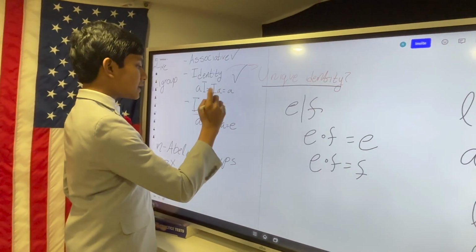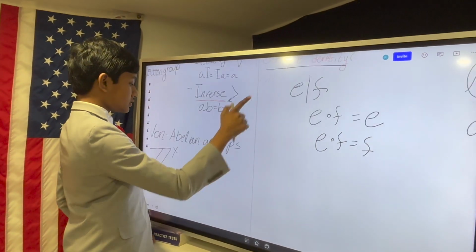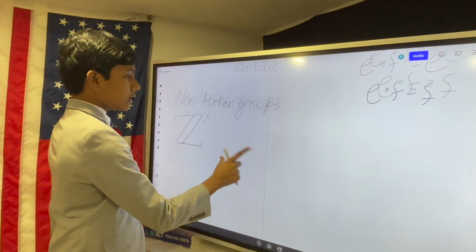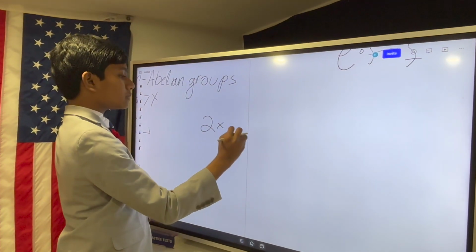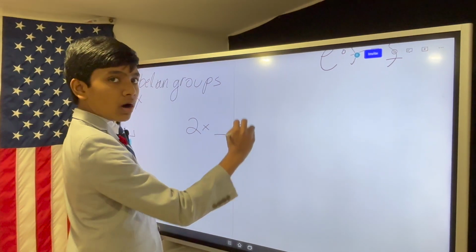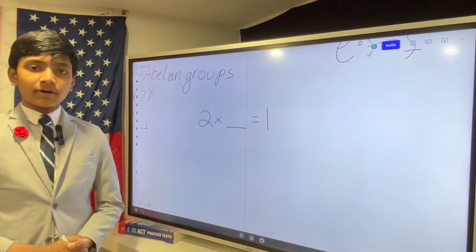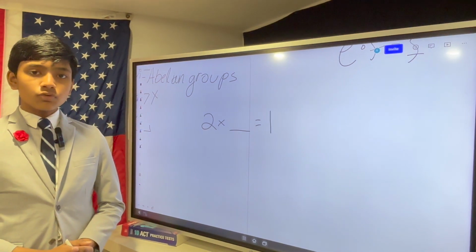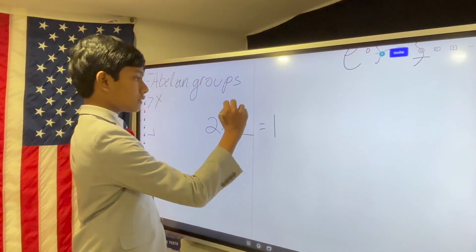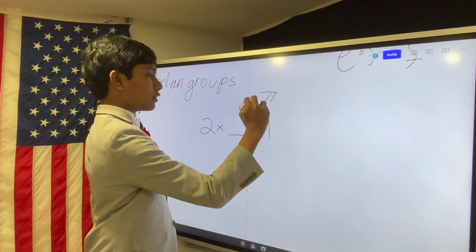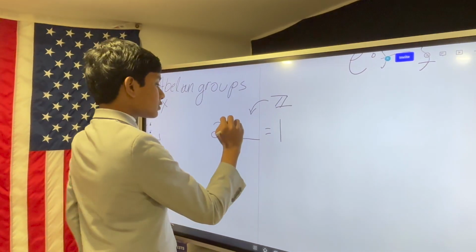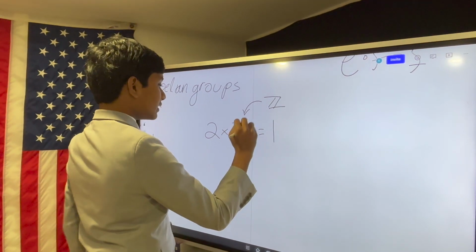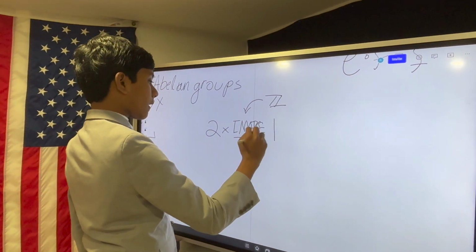But it doesn't exactly have an inverse, you see. Because if we take 2, what integer do I multiply by 2 to get 1? The multiplicative identity. Yes, 1 over 2. It has to be an integer, unfortunately, which means that there is no inverse within the integers.